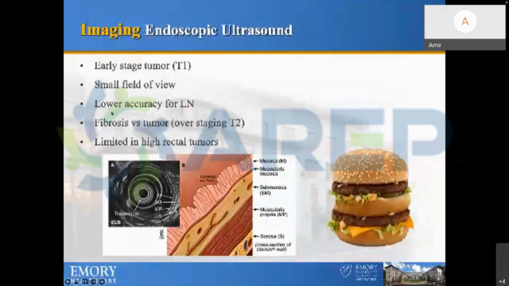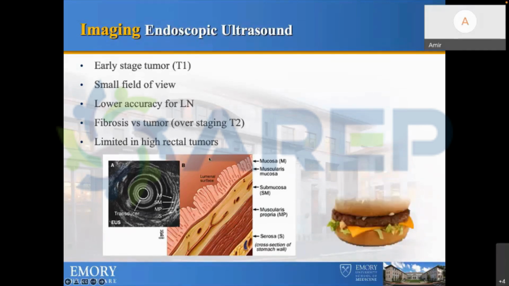It has a small field of view. It has a lower accuracy for detecting lymph nodes, and usually you cannot differentiate fibrosis versus tumor on endoscopic ultrasound. And again, when the tumor is too high and it gets close to the rectosigmoid junction, it doesn't have that much good resolution for that.